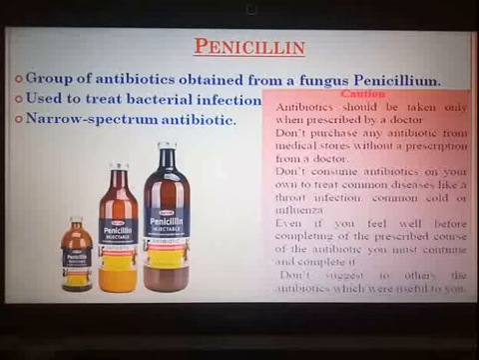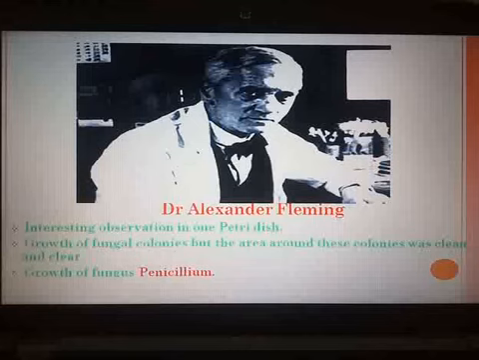He, on September 3rd, 1928, while observing staphylococci cultures, made an interesting observation in one of the petri dishes. In that petri dish, fungal colonies had grown, but the area around these colonies was very clean and clear. That is what had happened over here. The bacteria had actually been destroyed.